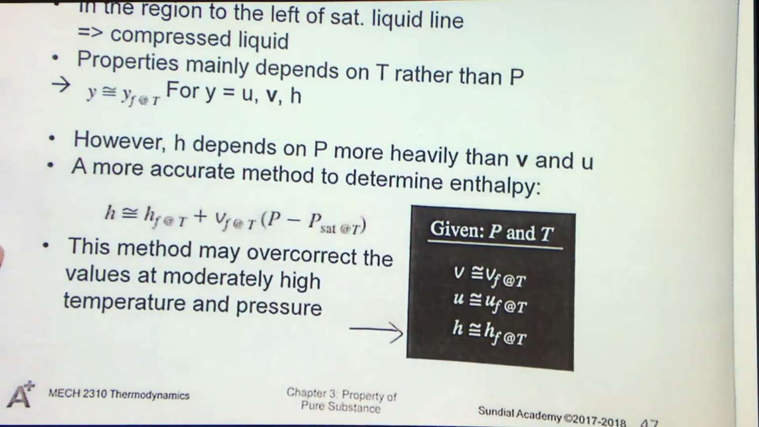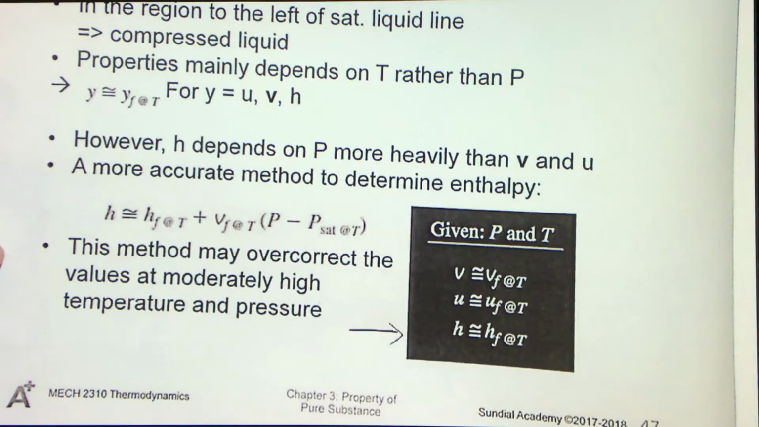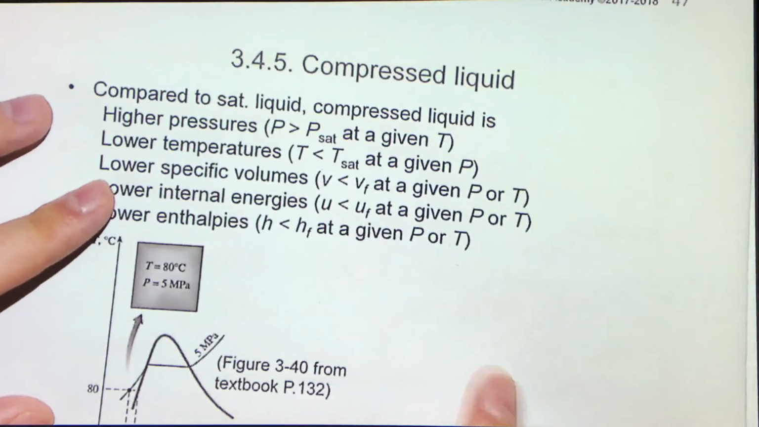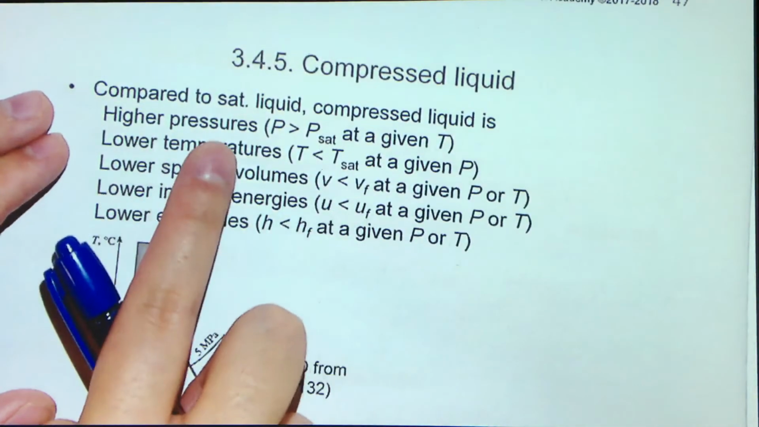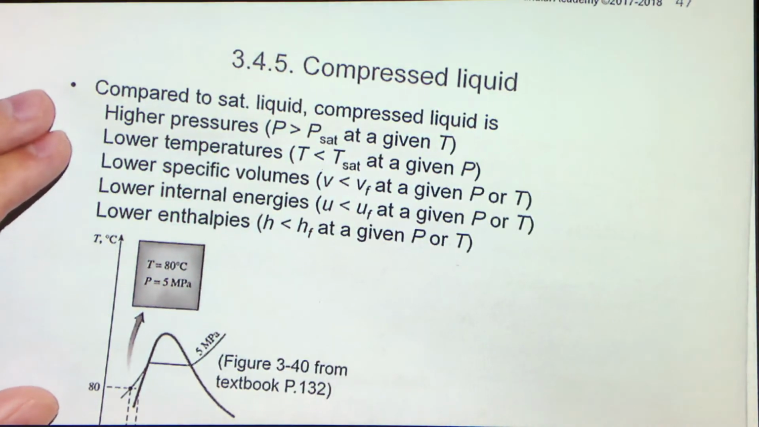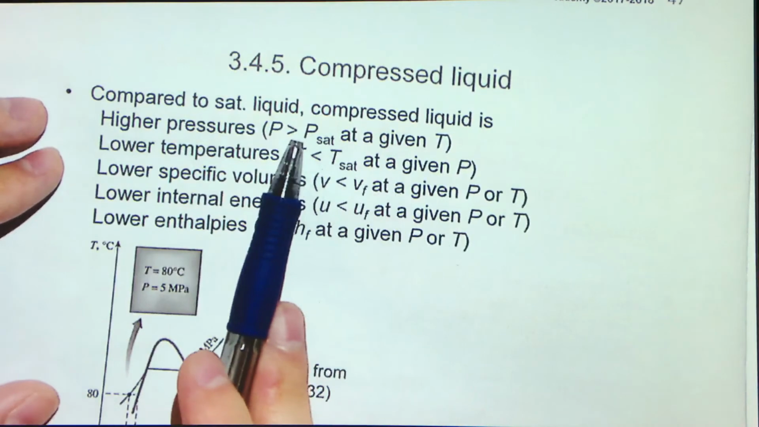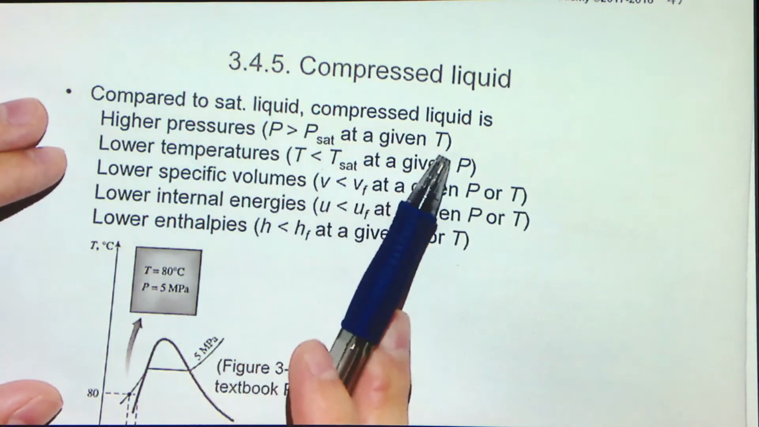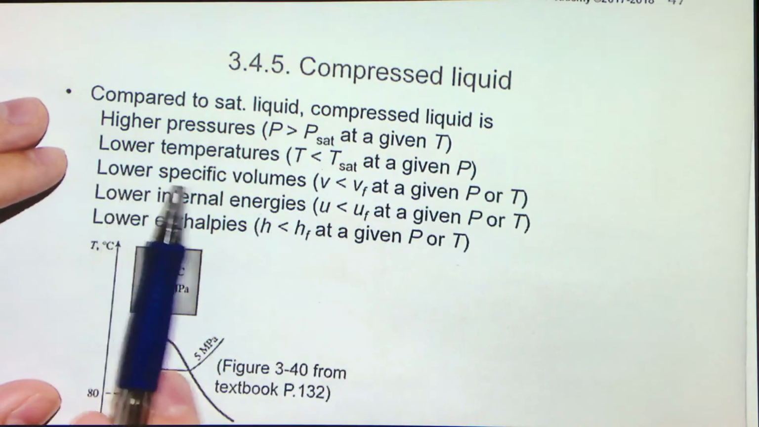But how can you determine whether it's a compressed liquid or not? We will always do a comparison with the saturated state. Compared to the saturated liquid, compressed liquid has a higher pressure, because at a higher pressure it will compress more than the saturated case. So we have a name called compressed liquid. P will be greater than the saturation pressure at a certain temperature, and it also has a lower temperature.